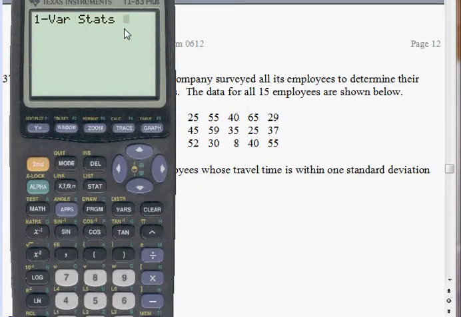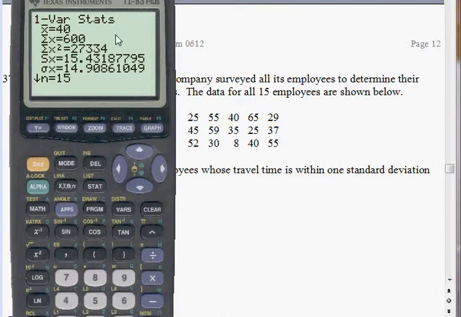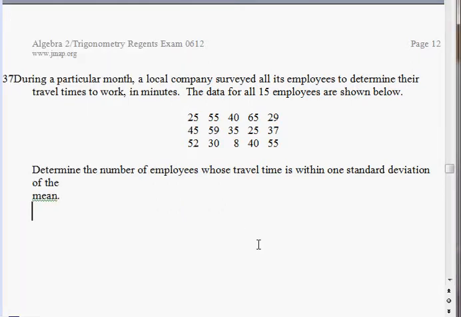Okay, press enter over there, and you want to tell the calculator where to input the information. So I'm going to press second 1, the L1. All my information is in L1, right? So I'm going to press enter over here, and it gives you a few pieces of information. The first one is the mean. The average is 40. So between all the 15 employees, their average travel time is 40 minutes. And the standard deviation is this symbol over here, sigma, and that's 14.9. Right, 14.9. So I'm going to write that information over here on this paper.